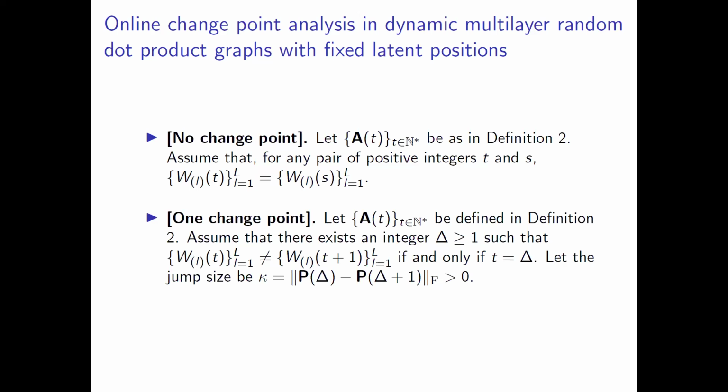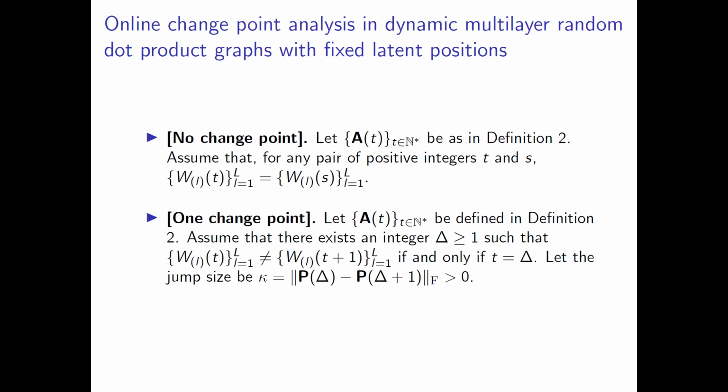In this online setting, there are two cases: the no change point and the one change point case. In the no change point case, the assumption is that the weight matrices are the same across time. They do not change. In the one change point case, the assumption is that there is some time delta where the latent positions, the weight matrices, have changed.